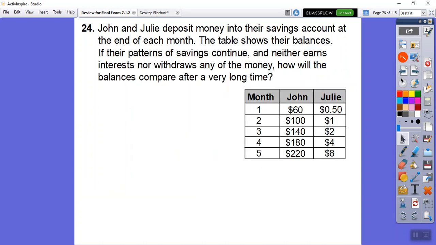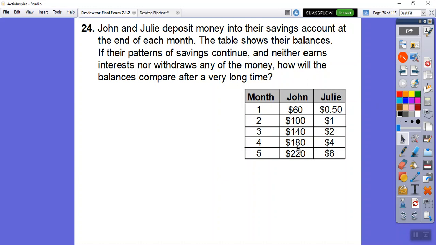All right. John and Julie deposit money into their savings account at the end of each month. The table shows their balances. So here's their pattern. If their pattern continues, and nothing else happens, who's going to have more money at the end? Well, look at John's. John starts with 60, a lot more money than Julie. But John adds 40 to get to 100, plus 40, plus 40, plus 40.